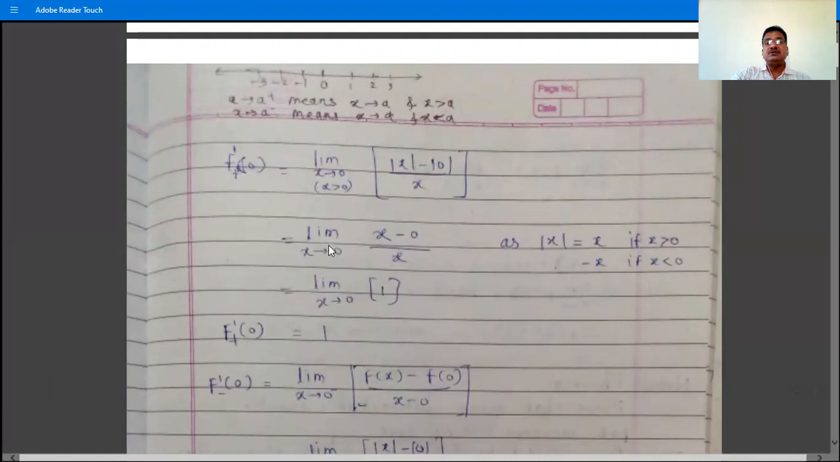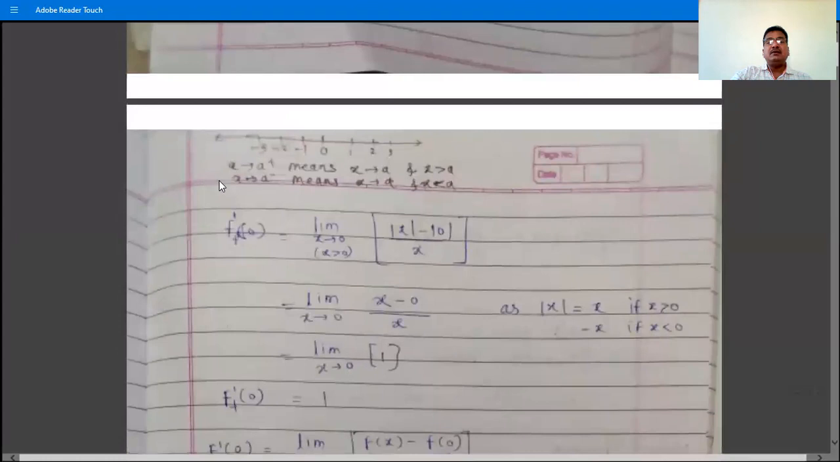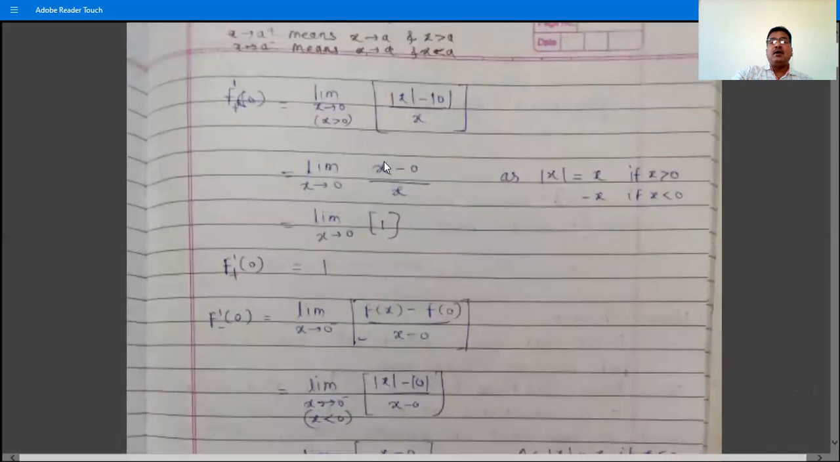And so limit x tends to 0, x is greater than 0. Here, x tends to a+ means x tends to a and x is greater than a, that is, x tends to a from the right side. And x tends to a- means x tends to a and x is less than a, that is, x tends to a from the left side of the point a. So we have mod x is now x, because x is greater than 0, divided by x minus 0, that is divided by x, and then x by x is 1.